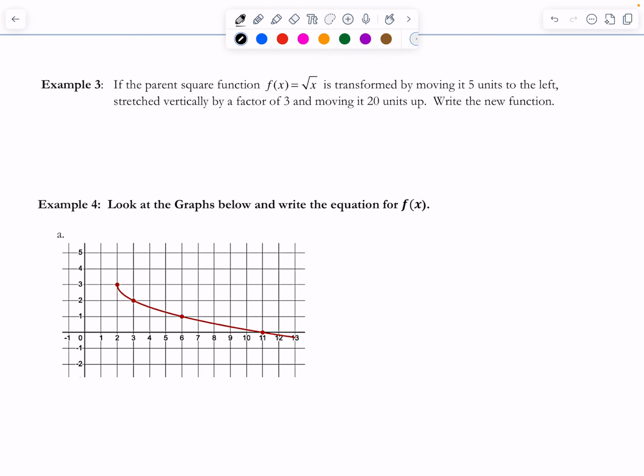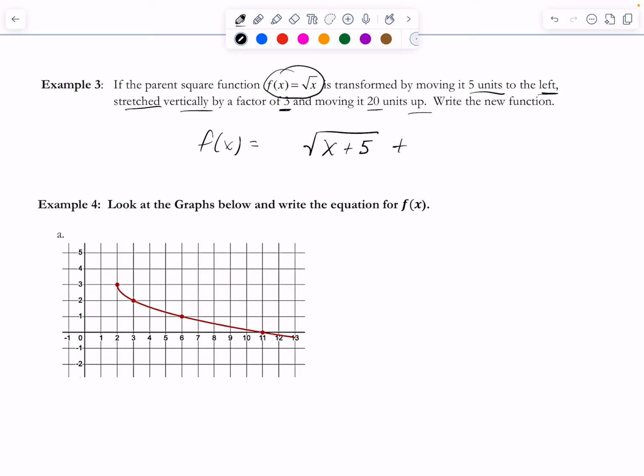We have our parent function, the square root of x. We're moving it 5 units to the left. It's stretched vertically by a factor of 3, and we're doing 20 units up. So here's how I write it. We know that if we're going to be moving left to right, that's inside. So I'm going to put to the left and think opposite of that. Right? So the left is moving in a negative direction. So the opposite of that I'm thinking is +5.